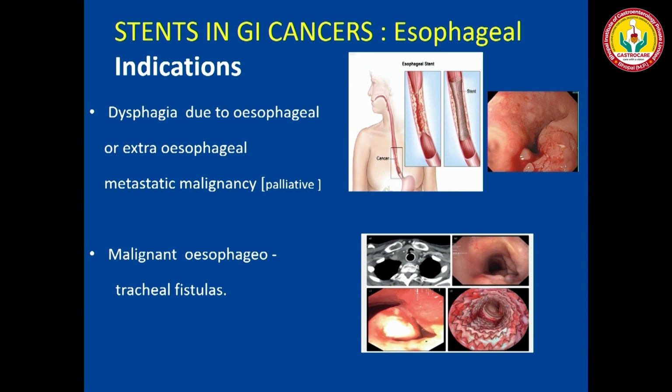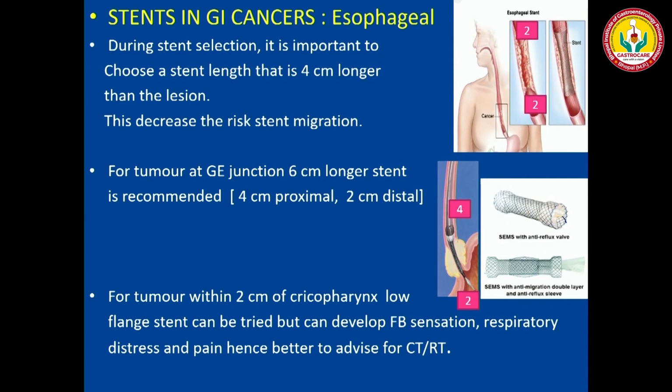So for a patient who has esophageal malignancy, the indication can be inoperable cancer leading to dysphagia, whether it is esophageal or extraesophageal, or a malignant esophagotracheal fistula. It is important to select a stent which is 4 centimeters longer than the size of the lesion. For a patient who has a tumor involving the GE junction, the stent should be 6 centimeters longer: 4 centimeters of the stent should be proximal and 2 centimeters distal, hanging into the stomach.